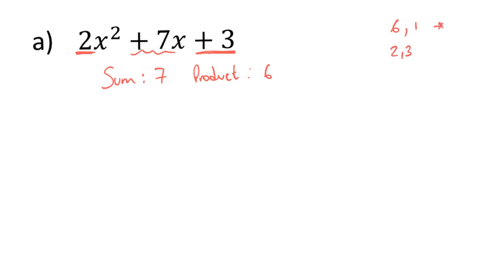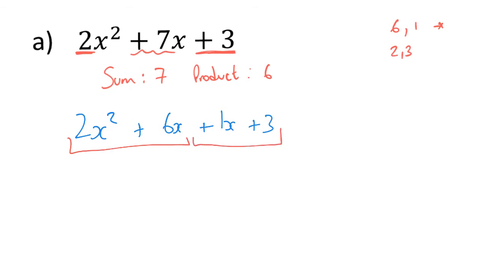So what we do is we try and get four terms, so we can use our four terms method of factorising. And to do that, we replace the 7x with 6x and 1x. So we'll have 2x squared plus 6x plus 1x plus 3. We split these into their pairs and we perform simple factorising.